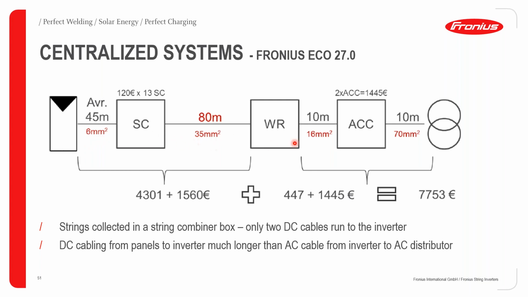From the DC combiner boxes to the inverter, we are going there with 35 millimeter square. And then from the inverter to the AC combiner boxes with 16 millimeter square. And then once you have combined all the AC outputs from the inverter, going to the transformer or the point of interconnection, we are going there with much thicker cables at 70 millimeter square.